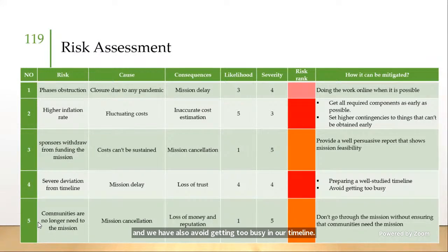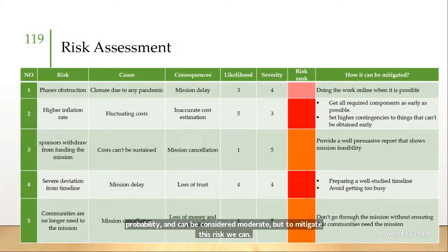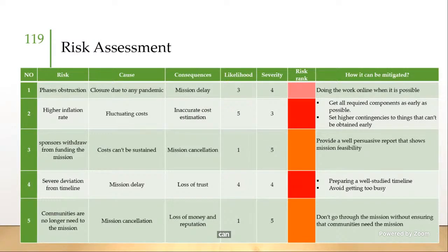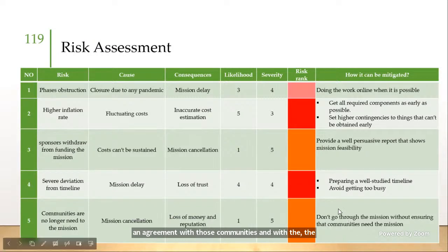Finally, as Dr. Hussam asked about, the communities may no longer need the mission. This actually means that the mission is useless and will not continue. So this risk may be very high risk, but has little likelihood or probability, and can be considered moderate. But to mitigate this risk, we can not start the mission unless we ensure that those communities really need this mission, and we have an agreement with those communities and with the president of those communities. So yeah, this is about the risk assessment.